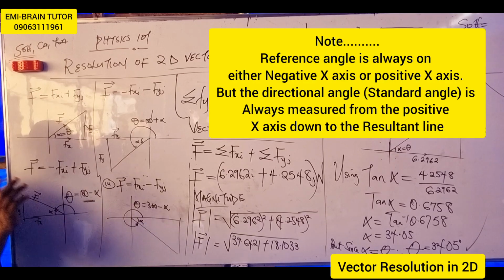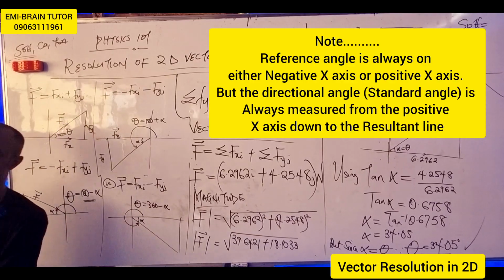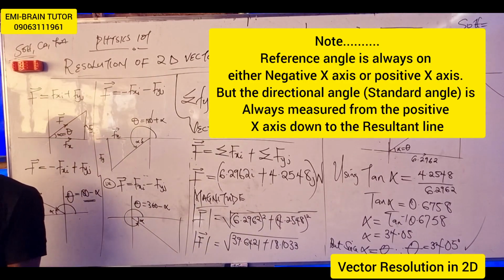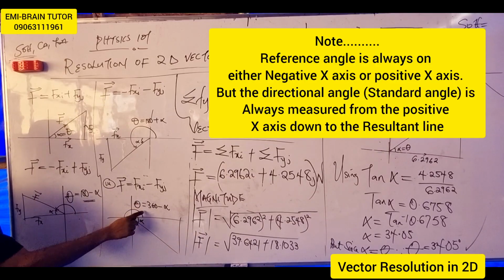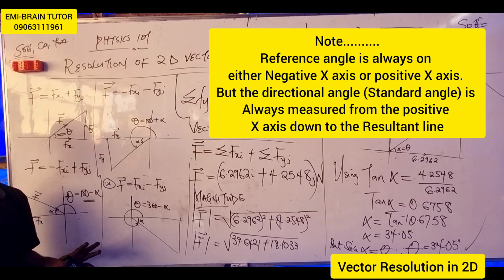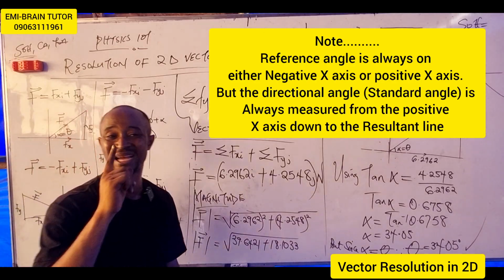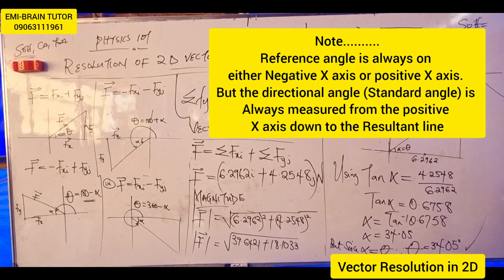So alpha, your reference angle, is always on the x-axis, whether negative x or positive x. But your theta is always measured from the positive x-axis down to the resultant line. Do you get the concept now? So this is the summary of how to find the direction of a single force or more than one force.